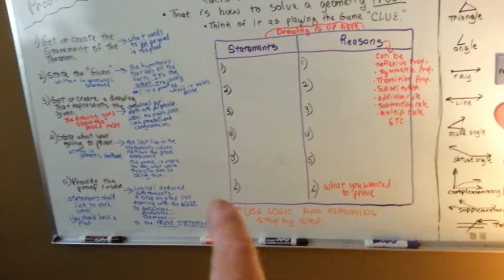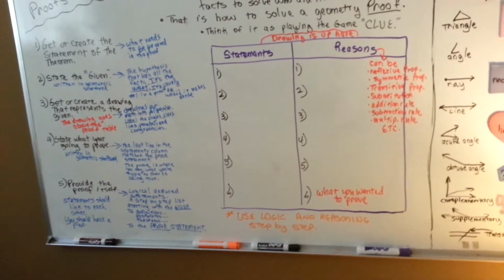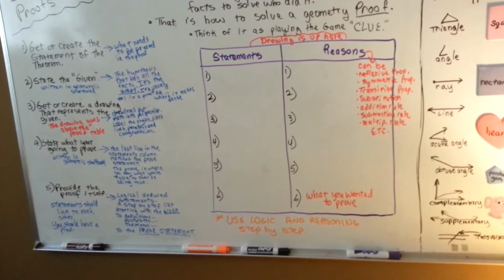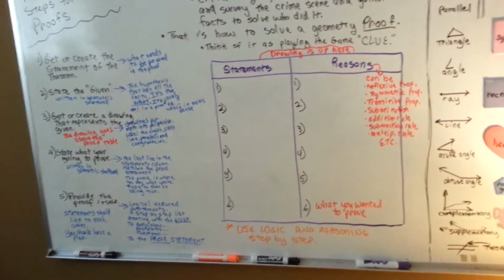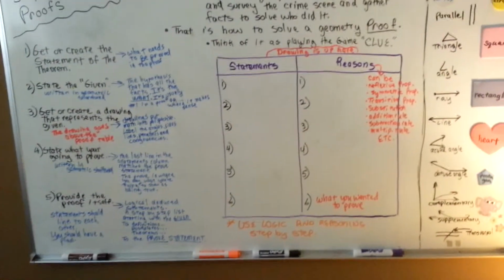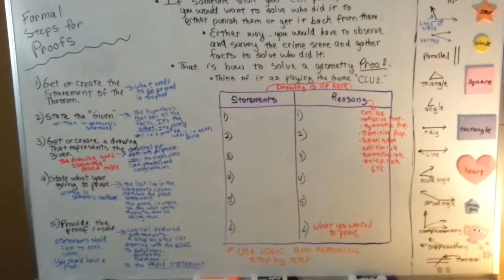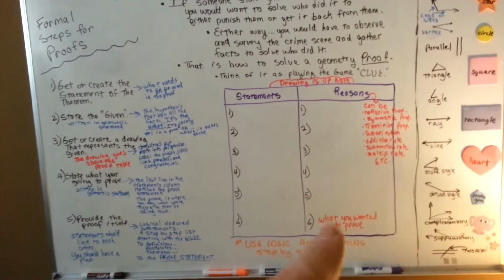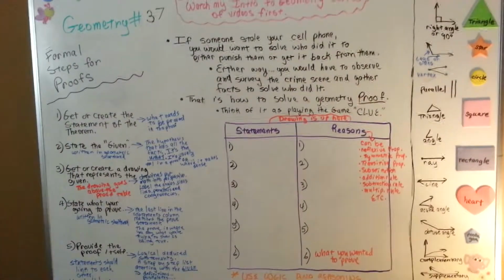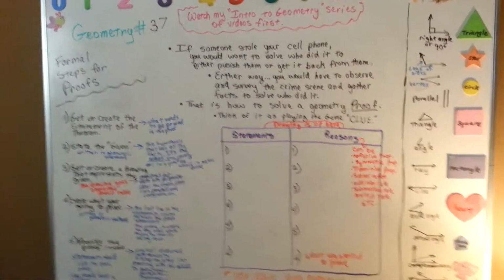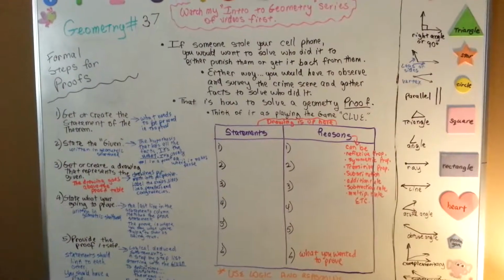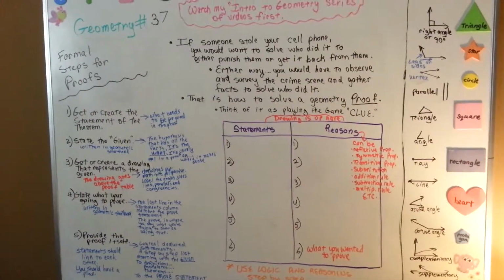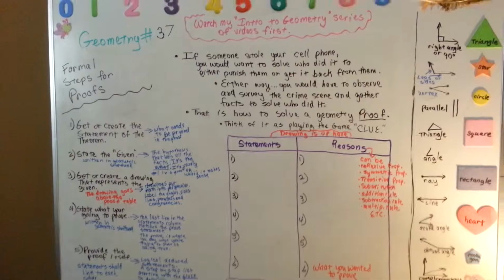So I put 6 here just arbitrarily. It doesn't have to be 6 statements or reasons. I just did this to make a table. So you could have 4, you could have 3, it doesn't matter. It's just whatever you need to get to what you were trying to prove. So that is the formal steps for proofs, and we'll be doing a layout for a proof in the next video.